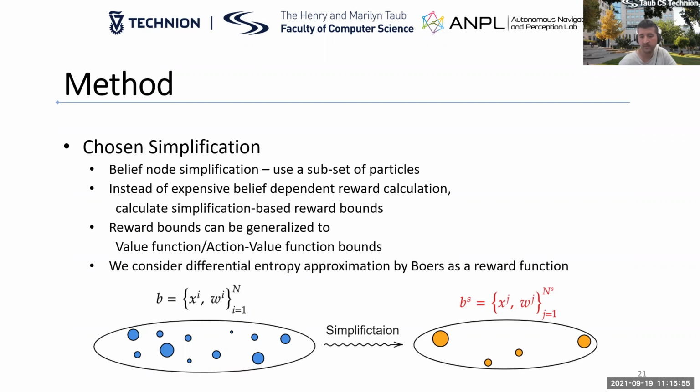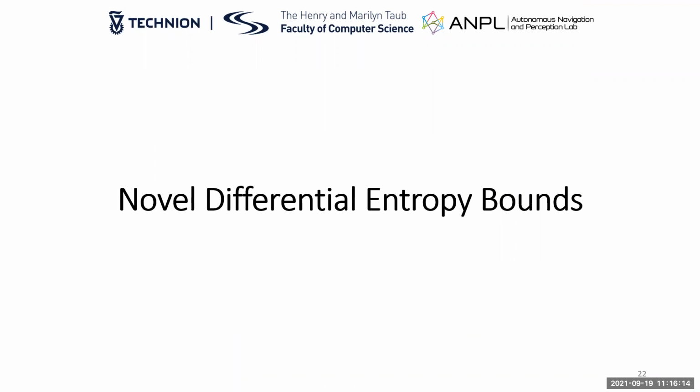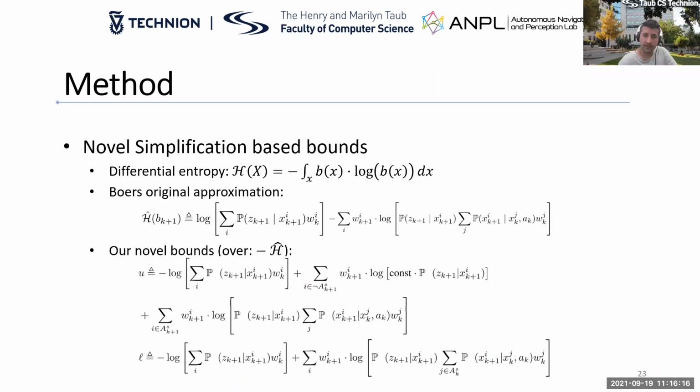How can this help us? Instead of calculating expensive information-theoretic rewards over the entire belief, we consider a subset of particles and calculate simplification-based bounds over the reward. The reward bounds can be generalized to bounds over the value function. Specifically, we've developed novel simplification-based bounds over the differential entropy approximation by Boers. So here you can see the first item, the original differential entropy term.